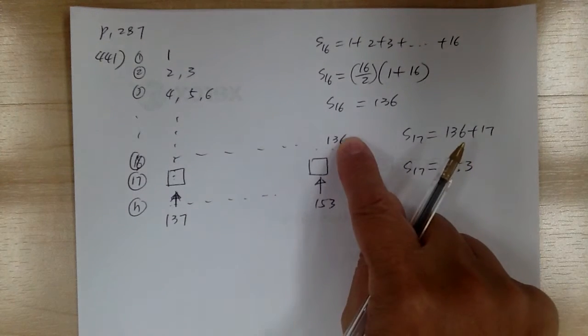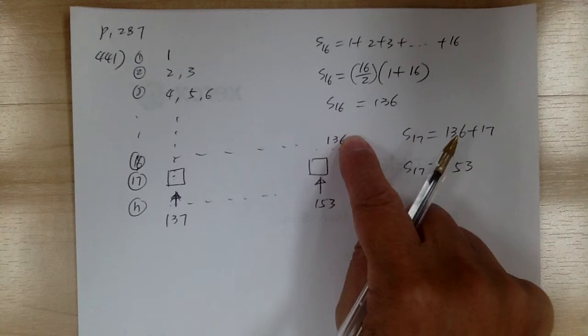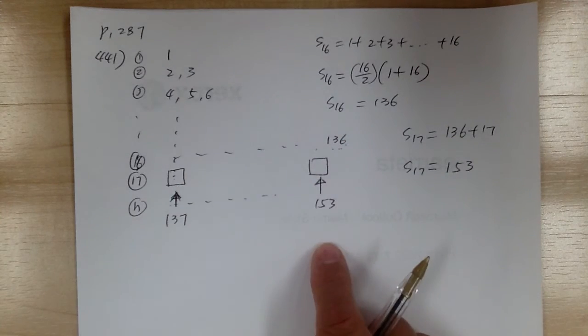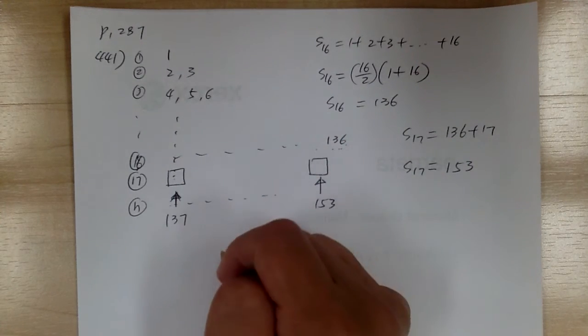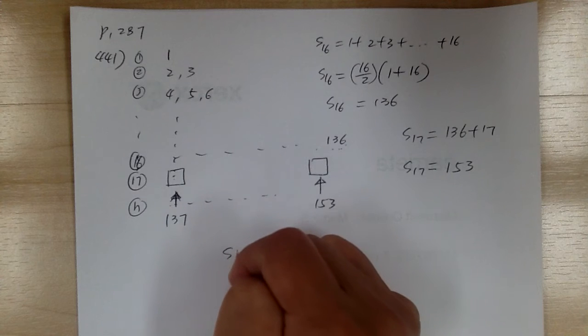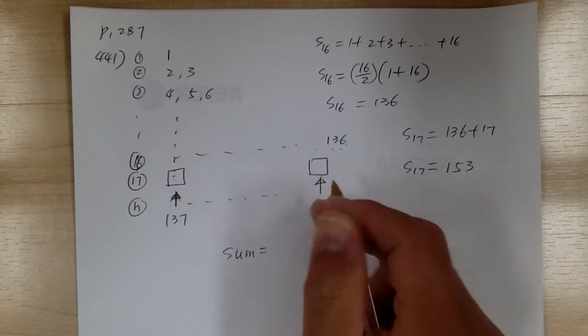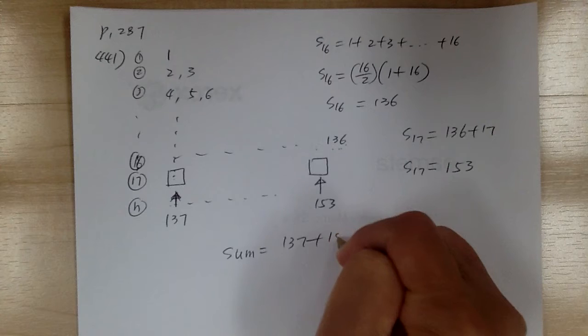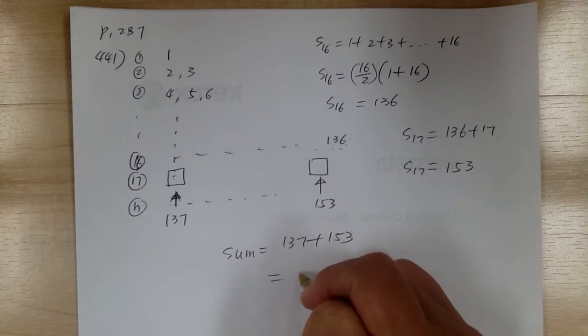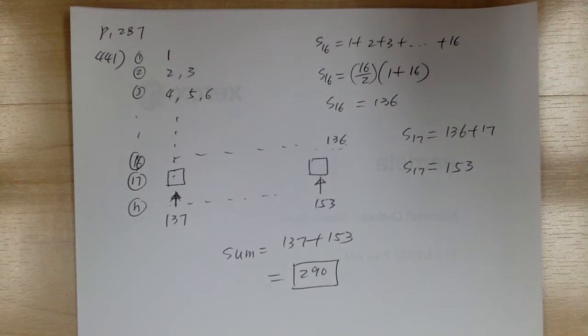So again, from S16, we just add 17 to get S17. So now we can find the sum. The sum will equal these two numbers, that's what the problem is asking for. And so this will equal 290. So again, when you get a complicated problem, you just work through it step by step.